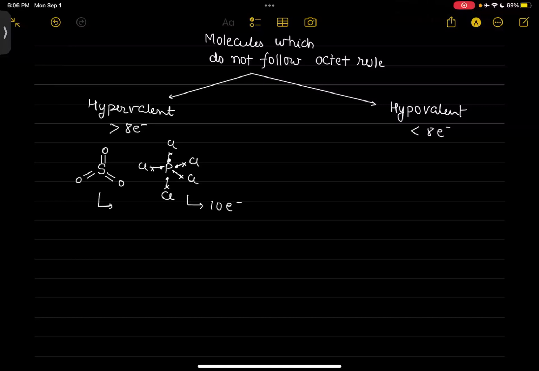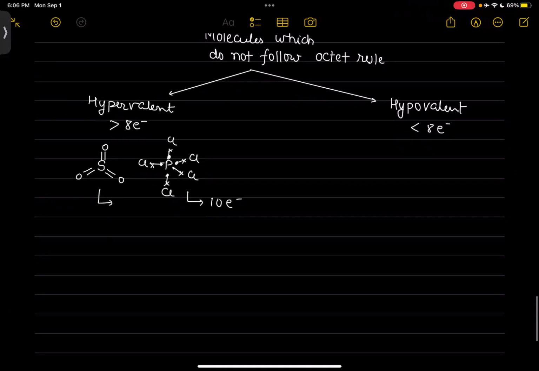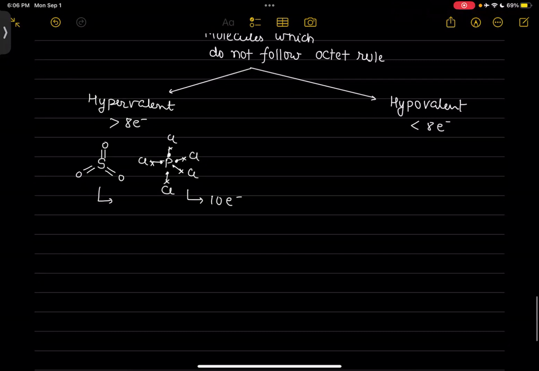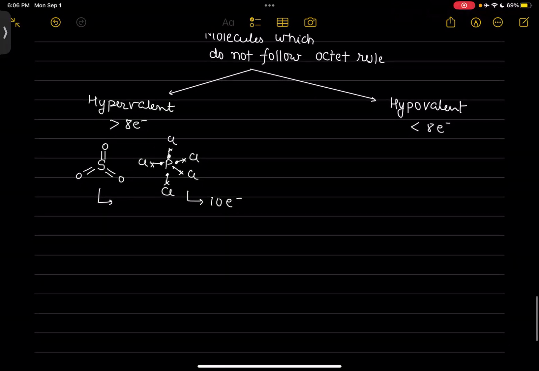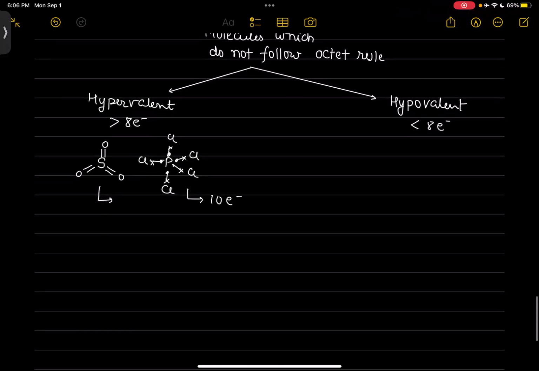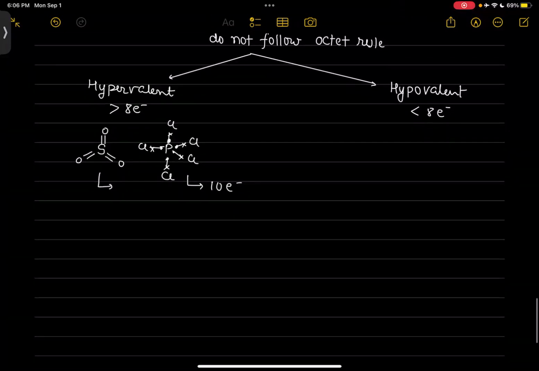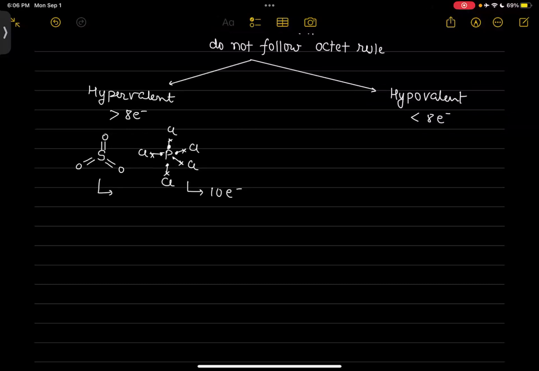SO3, how many bonds are there? To know whether it is hypervalent or hypovalent, you need to calculate the total electrons. Is it clear or not? Yes, sir. Now, phosphorus has 10 electrons, sulfur is there too, a lot of third period elements.